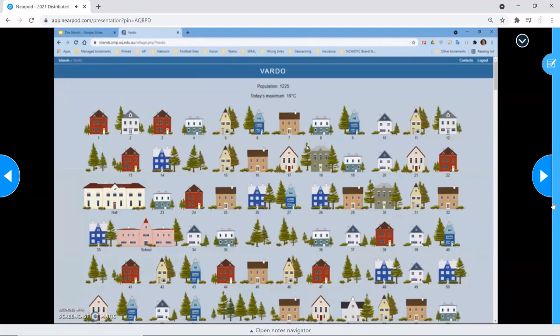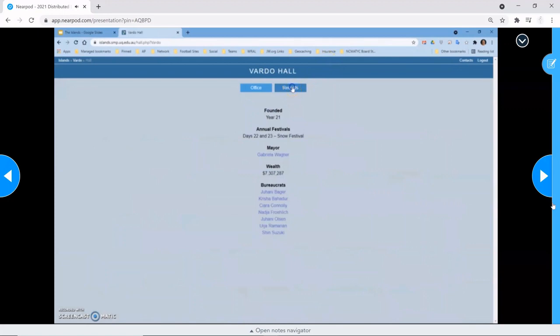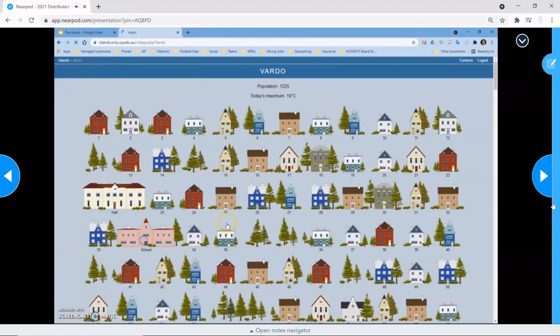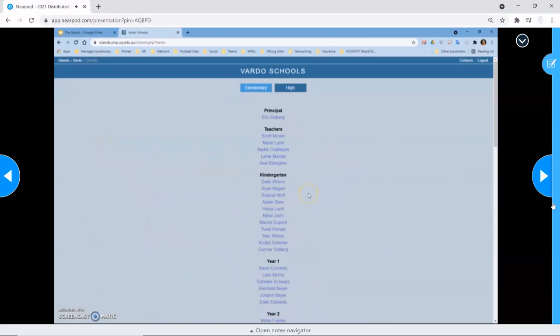So we're going to go to Vardo, and each city has lots of buildings. Most of them are homes. Each city has also a hall and a school where you can get some information on the islanders. For example, at the hall, you can go to the records and see birth, death, and marriage records. And if you go to the school, you can see the children in that city and what grades they're in to collect data on either elementary or high school students that are of similar ages.